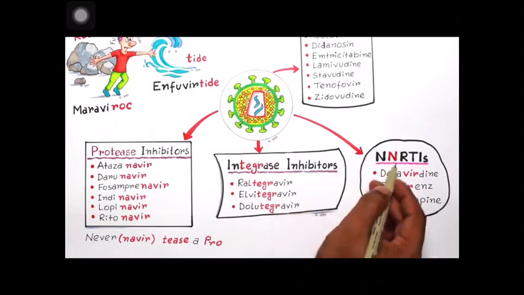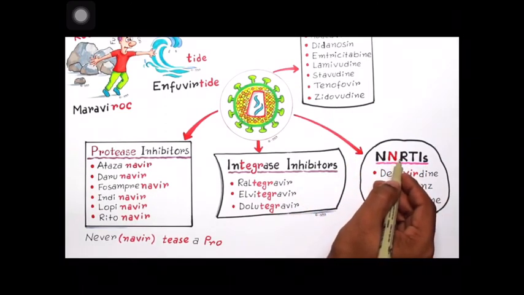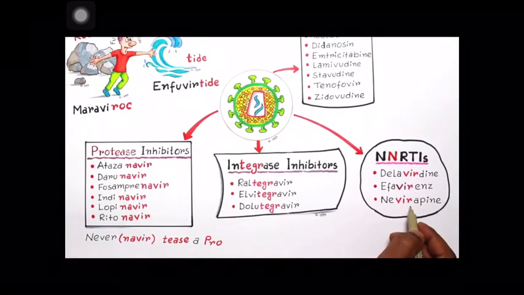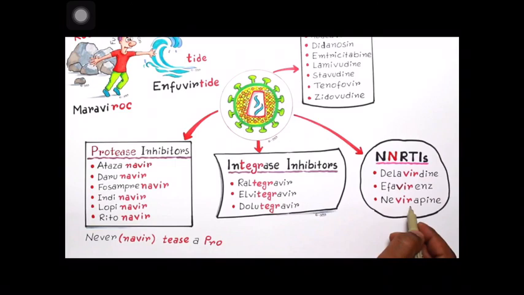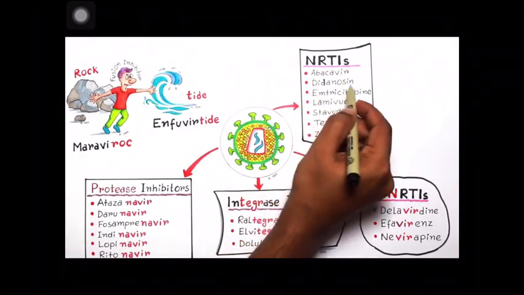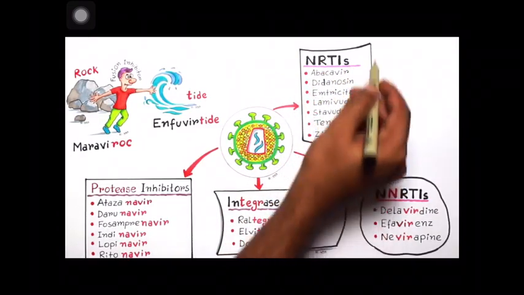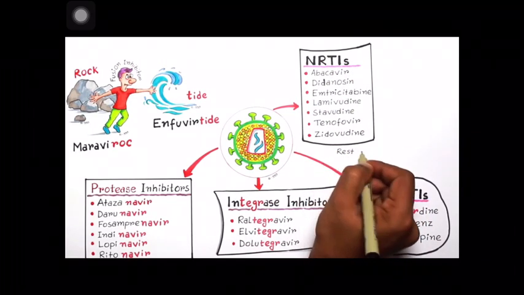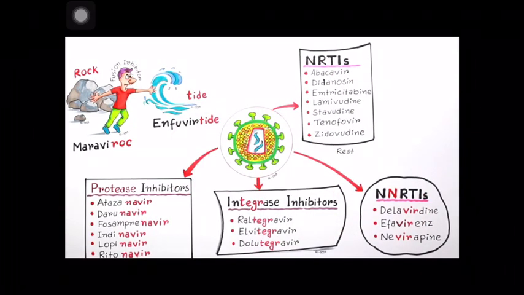Now come to non-nucleoside or nucleotide reverse transcriptase inhibitors. Here this portion VIR is common for all of them, but this portion must be present in the middle of the name, not at the end. And fusion inhibitors are the exceptions. Now the rest of the drugs are included in nucleoside reverse transcriptase inhibitors. You don't have to remember them separately.